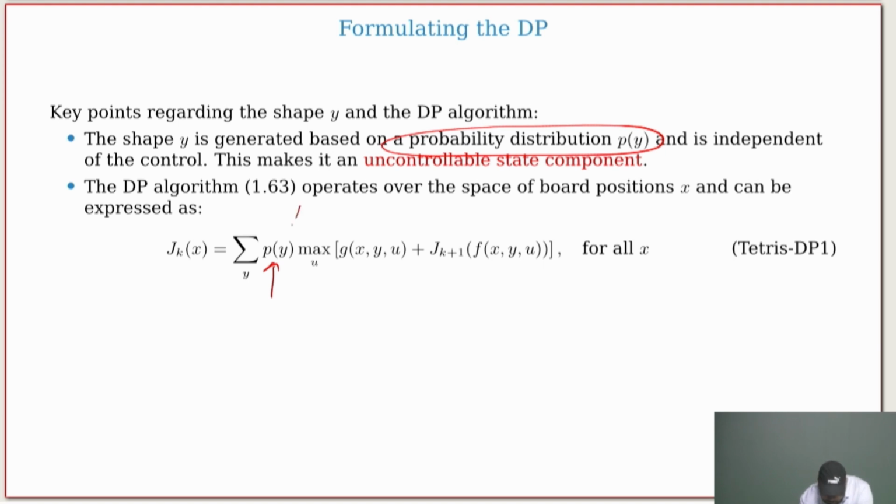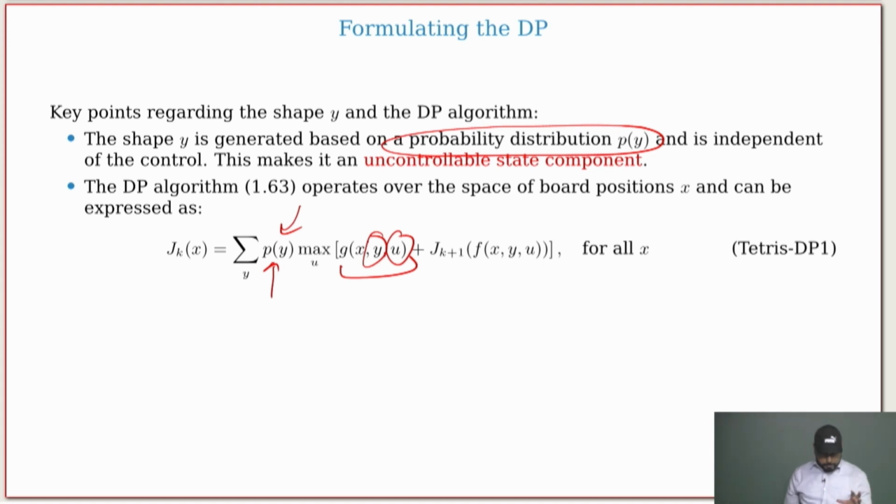So we took an expectation over y, and then we have the cost inside. Now in this case it could be the reward. Let's say the block comes down and you fill one row. So you put the block given the current y and the actions that you took, the horizontal placement or the rotation of the block, in such a way that it fills one row, and hence you get a reward.